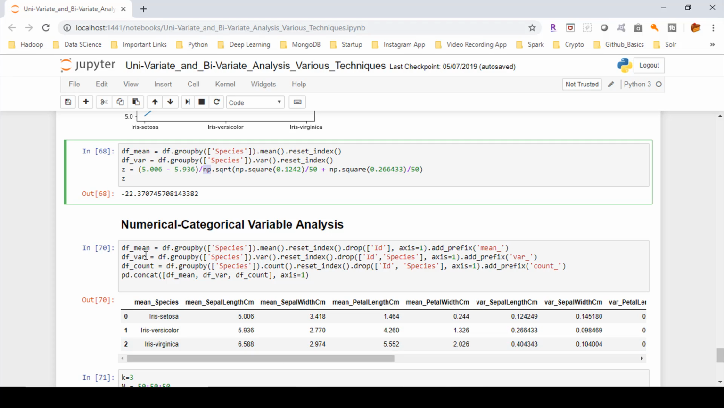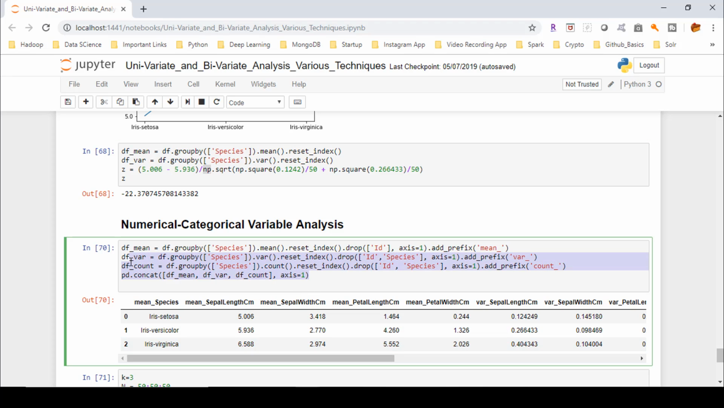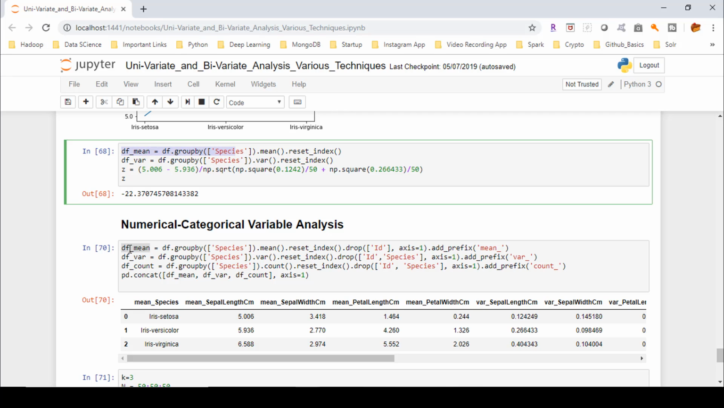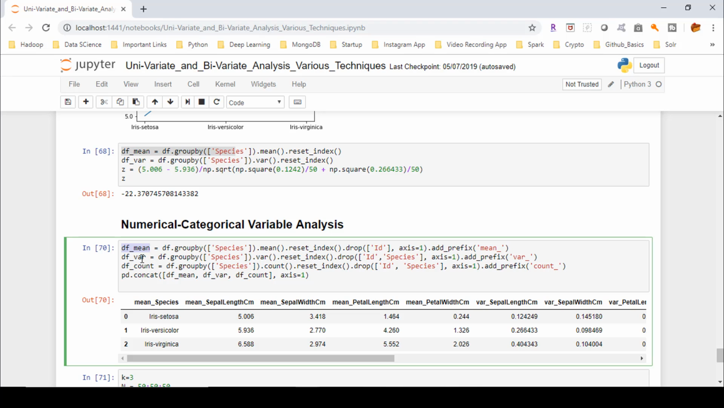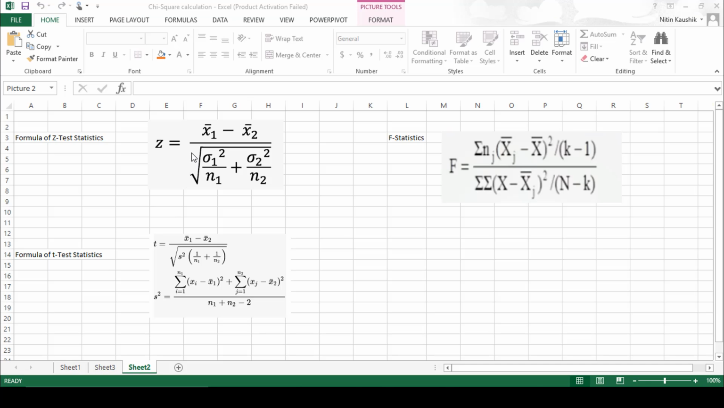If you see this code, I first calculated the mean values for all the columns, sepal length, sepal width, petal width, for species setosa, versicolor, and virginica. There is a reason I performed these operations, which I'm going to tell you. Next I created the variance, and then I calculated the count, because these were the three things required for this calculation.